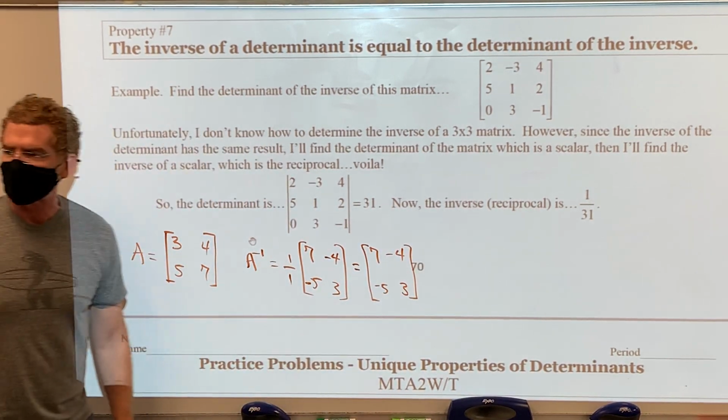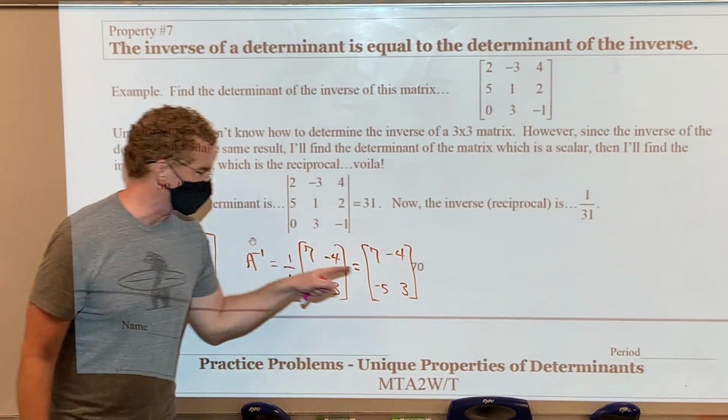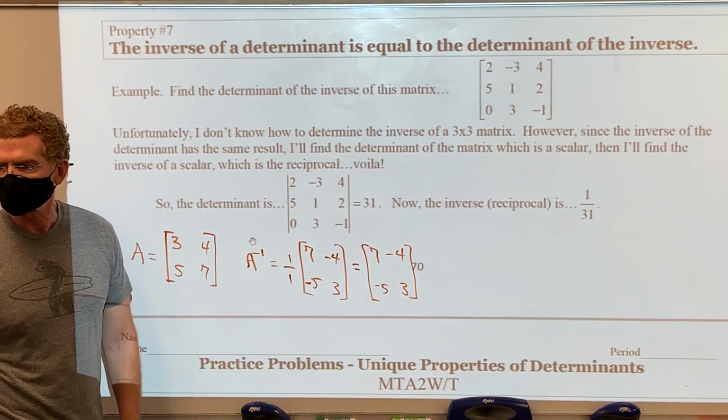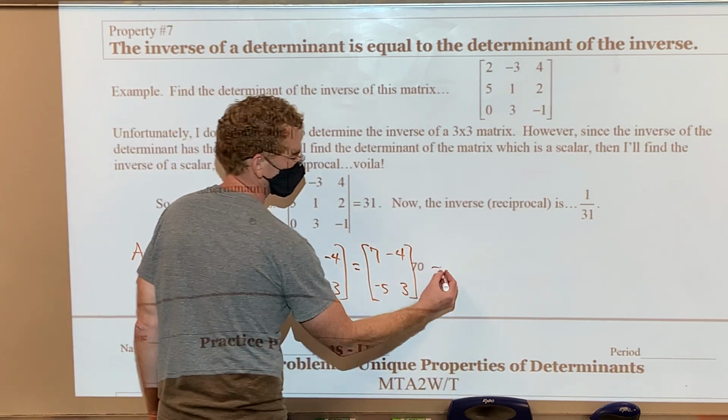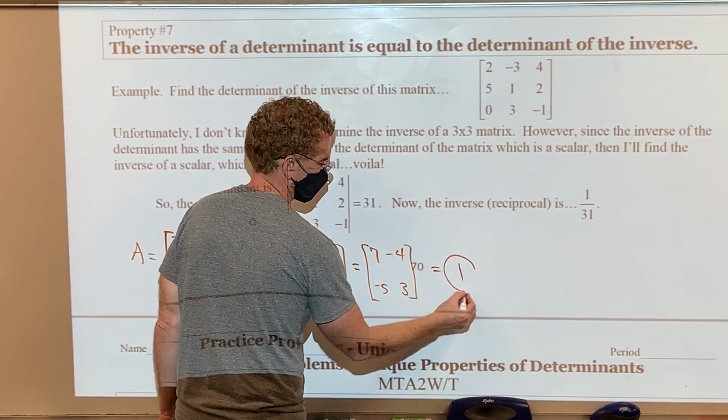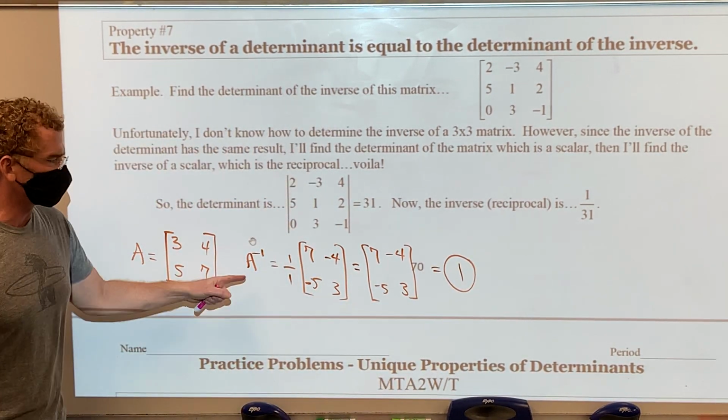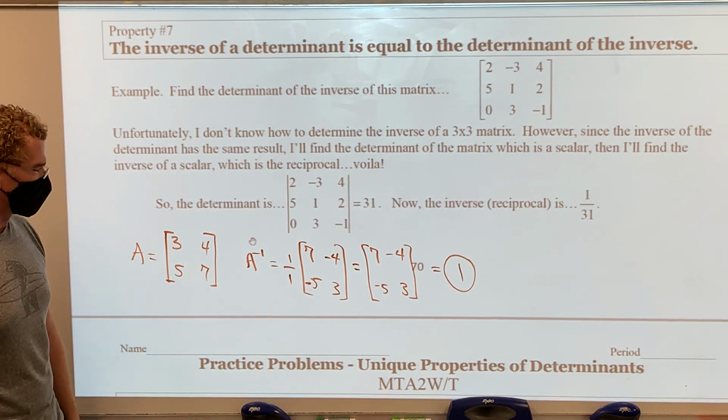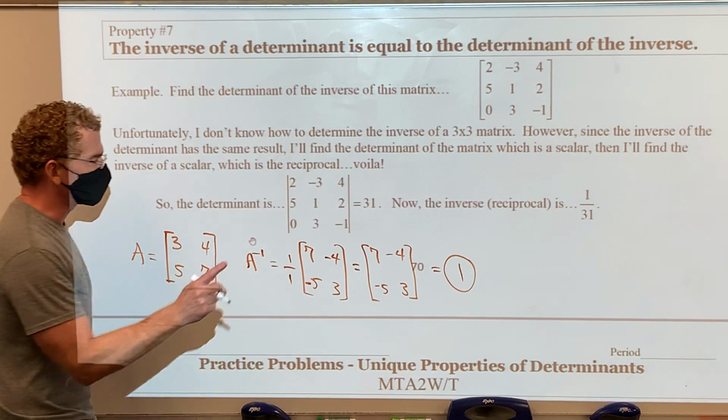So if my question was find the determinant of the inverse, what is the determinant of this? 21, so 1. 1. I found the inverse. No, I hate that it's 1. Well, it's just whatever number. Hey, do this for me.